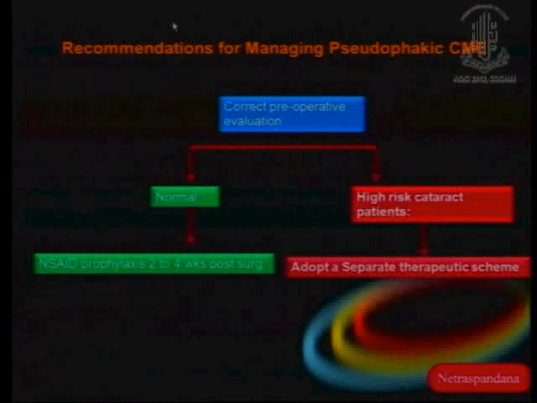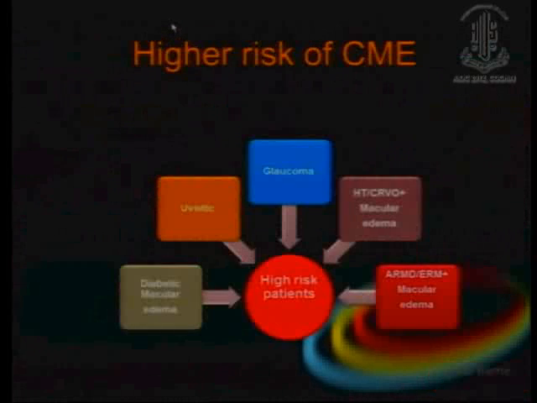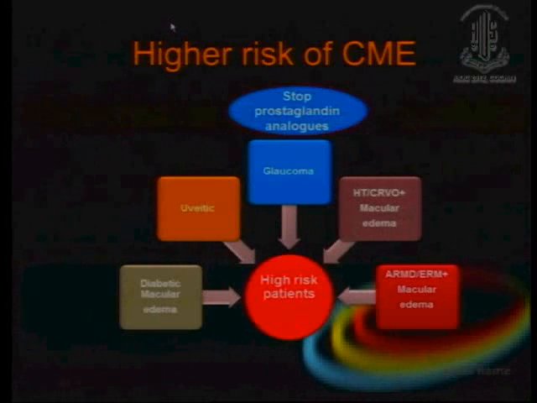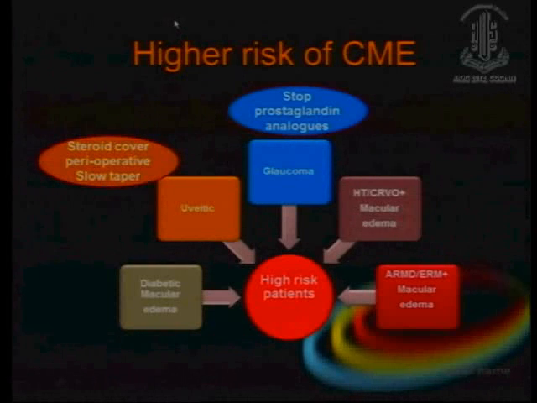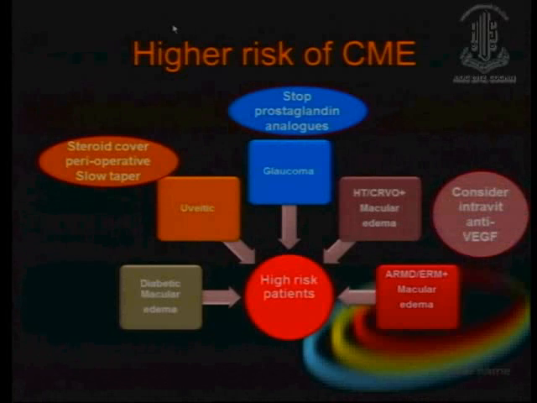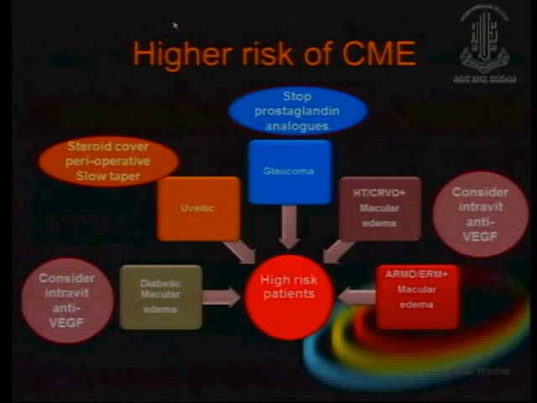Coming to the management recommendations, correct preoperative evaluation is important. Divide the cases into normal and high-risk cataract patients and start the prophylaxis, and for a high-risk cataract patient, adopt a separate therapeutic scheme. You may have patients with all these combinations, and if you have glaucoma, patient is on prostaglandin analogs, stop them. If the uveitic patient is there, start a good perioperative steroid cover and slowly taper the steroids. And if you have macular edema associated with CRVO, BRVO, consider an anti-VEGF agent along with the cataract surgery.